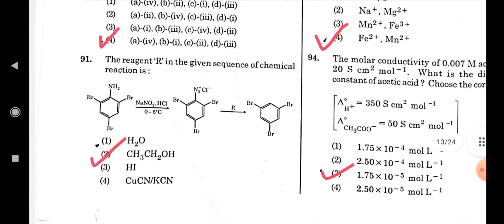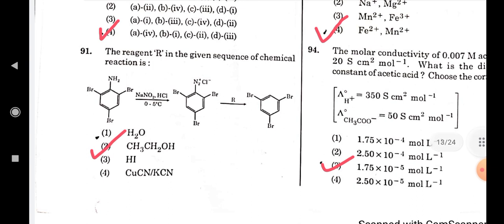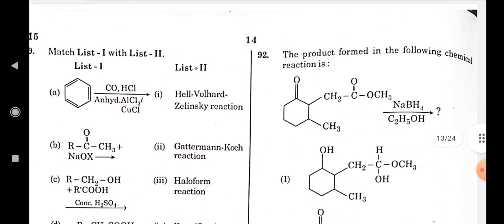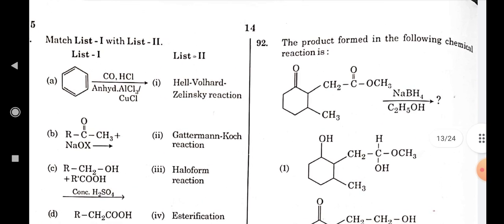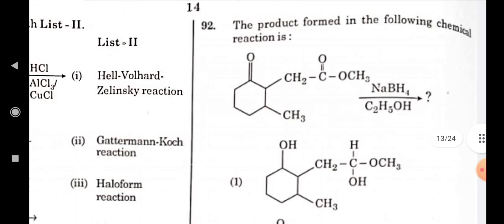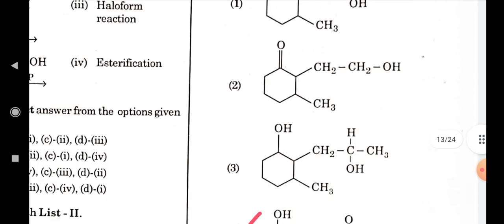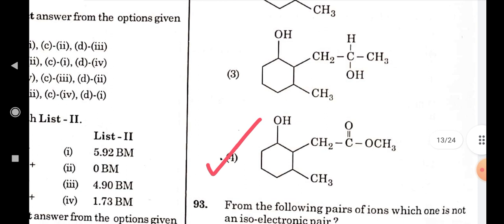Okay, now for this one, we have the diazonium salt. In that, if we add the alcohol, then we can eliminate the diazonium group with hydrogen. So the correct option will be option number 2. Okay, now the next question that we have, this one. In this molecule, if we add sodium borohydride, then what will be the product? So the product will be like that. This will be the product for that question.